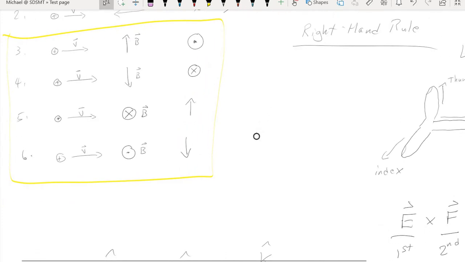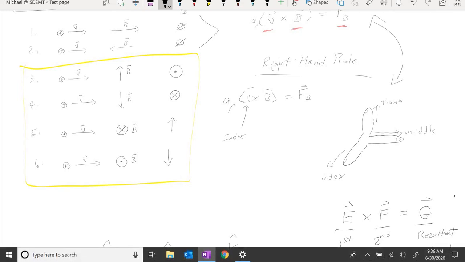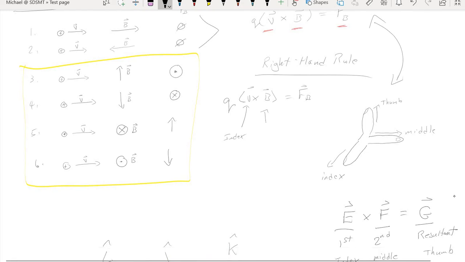For case 3, now for all of these, the first vector in our cross product is the velocity vector. So the velocity vector is going to be where we point our index finger. So in every case, we're going to point our index finger to the right. The second vector in our cross product is the middle finger.